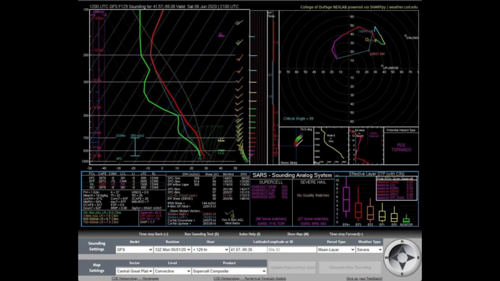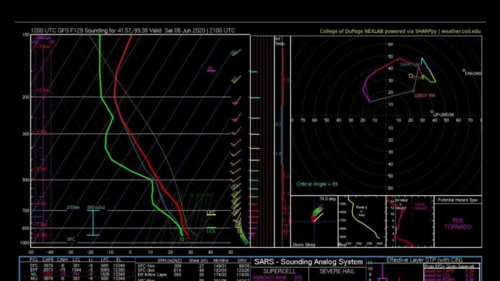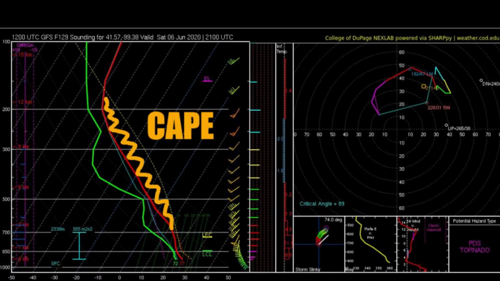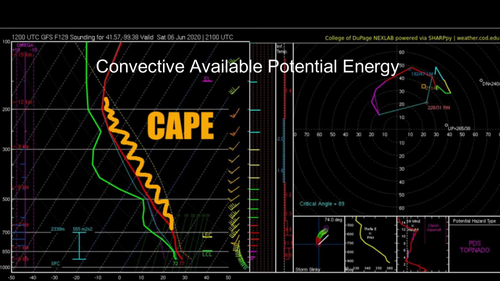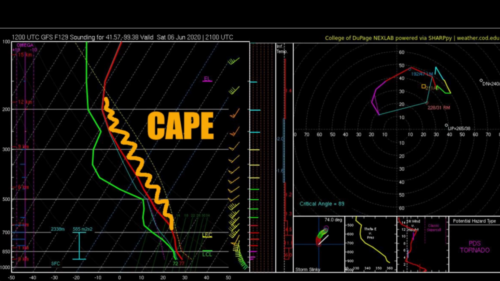Convection in the atmosphere is the result of instability, which we measure using something called CAPE, or convective available potential energy. This is essentially a measure of how much energy in joules per kilogram will be released if a parcel of air rises through the troposphere. The larger the value of CAPE, the more energy there is available for storms.